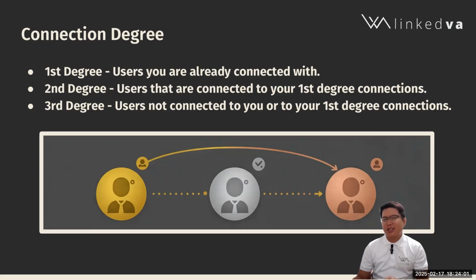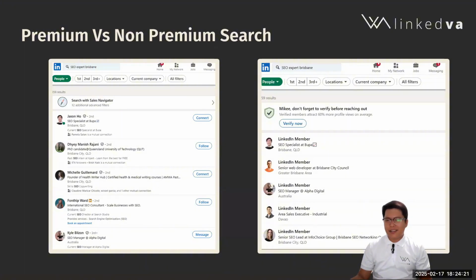Keep in mind that we'd like to look for second degree connections because it's less risky for us to get restricted. And another thing, there's a difference between non-premium and premium search results. The premium search results would show the names and other details that you need to know. However, on the free version, they just give you 3 to 5 people, and exceeding that, they will just tag it as a LinkedIn member.